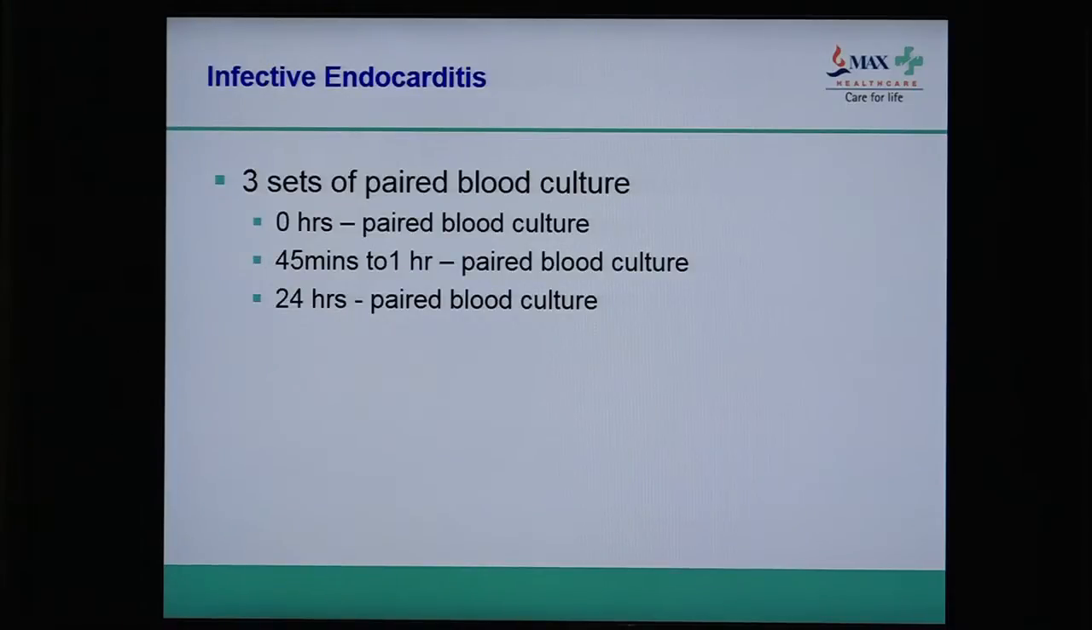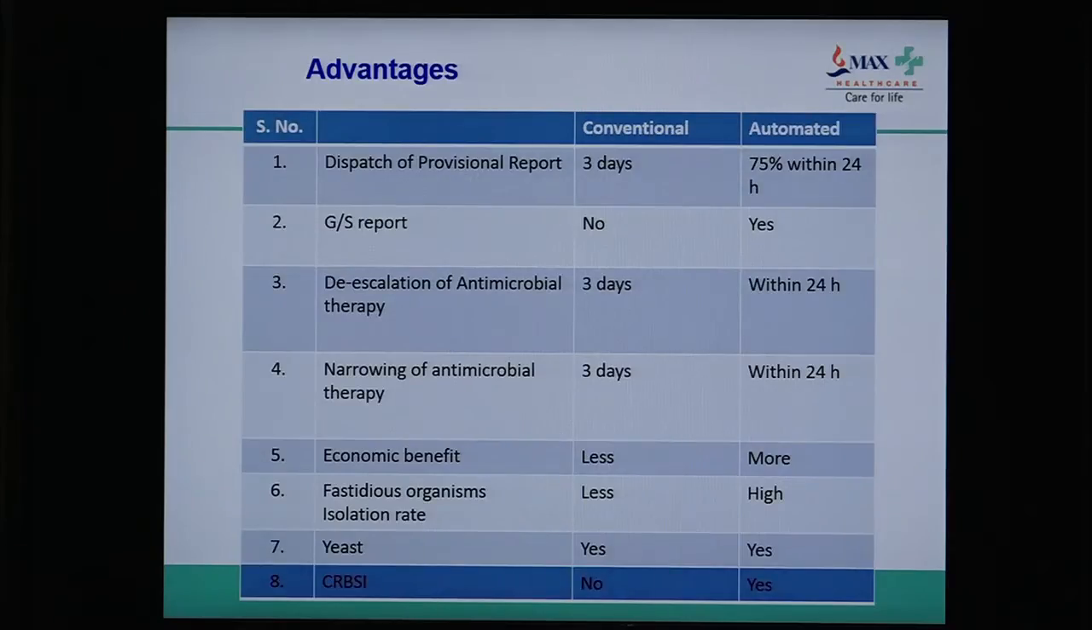So for infective endocarditis, we have already discussed 3 sets of paired blood cultures. The conventional and automated systems dispatch a positive report in 3 days; automated, 70% within 24 hours, maximum 36 hours. And de-escalation of antimicrobial therapy only after 40 days. What clinicians do is send procalcitonin and blood cultures and start empirical therapy. If after 40 days there is no fever or sepsis, they stop antibiotics.